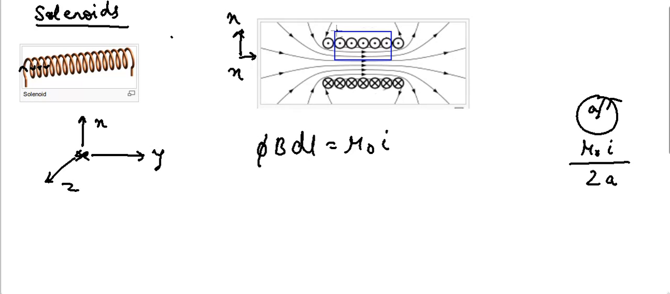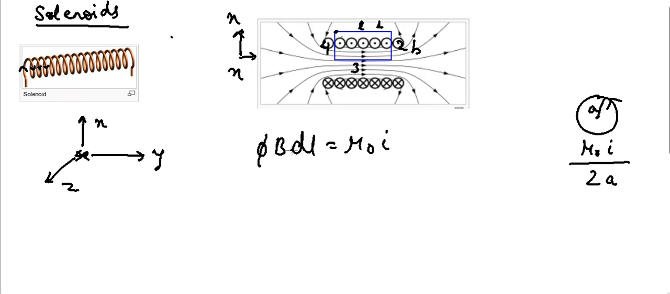So I am defining the closed surface as a rectangle here. Let me say that the length of this rectangle is L, breadth is B. Let me start from this point. Suppose this is length 1, this is length 2, this is length 3, this is length 4. Now I have to go across all the sides.